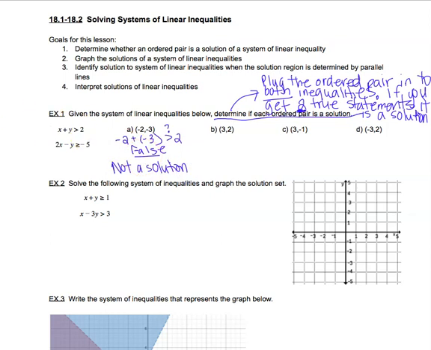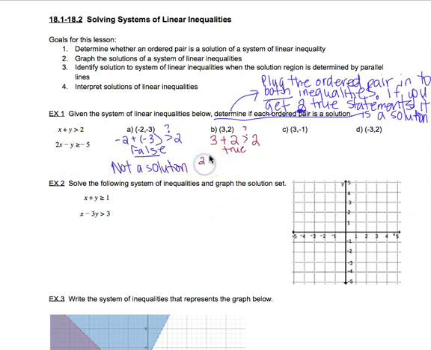All right, so then I'm going to move on and try the next one. So 3, 2 here. So 3 plus 2, and I'm asking, is that greater than 2? Well, 3 plus 2 is 5, and 5 is greater than 2. So this one is true. That doesn't mean I say it's a solution yet. I have to check it in the other one as well.